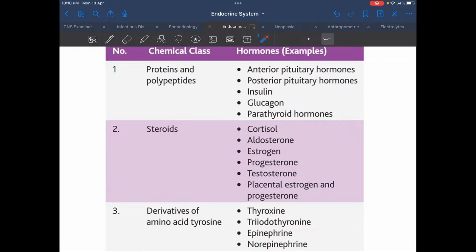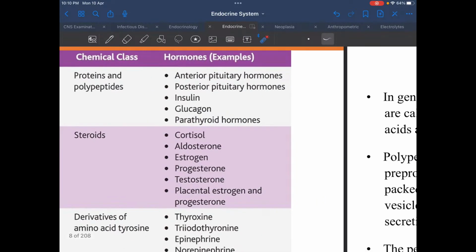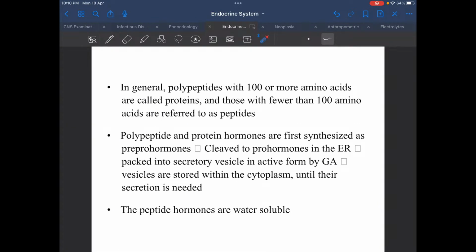Why are we putting T3, T4? As you all know, thyroglobulin is nothing. It's a protein which is made up of 70 amino acids of tyrosine. Okay? That is why we are putting them under derivatives of the amino acid tyrosine. Okay?